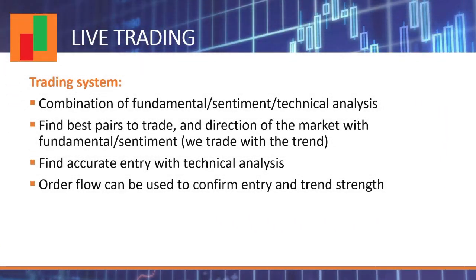Let's start with the trading system. The current trading system is based on the combination of different elements: fundamental analysis, sentiment analysis, and technical analysis. Fundamental and sentiment analysis requires studying economic data points and news releases for major countries. We define the best pairs and direction of the trade with fundamental and sentiment. Once we have established which Forex pair to trade, then we use technical analysis to find an entry with a small risk and good reward to risk ratio. The order flow can also help us confirm the entry point, but this is not mandatory.